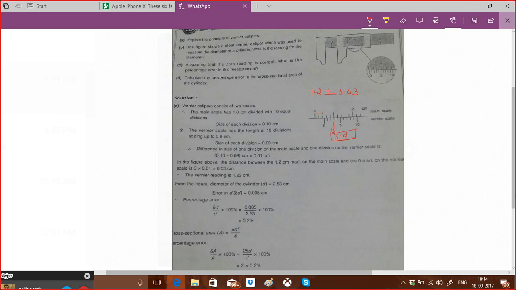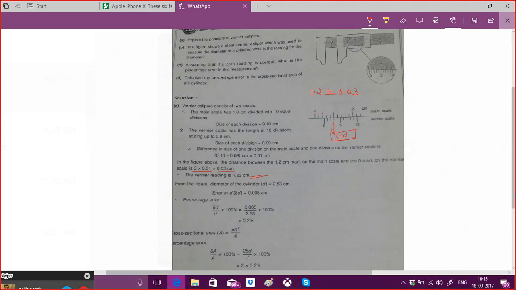Here you can see the zero mark on the vernier scale, and that is 3. Simply, they are doing column matched multiplied by least count, that will be your zero error, or that means fractional error. So when you get this one, then the vernier reading will be 1.23. Clear?